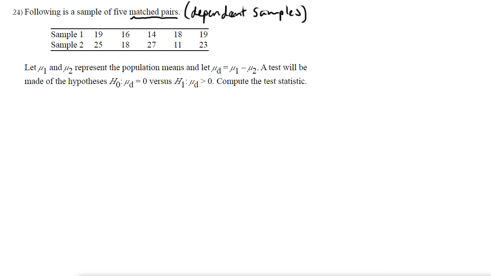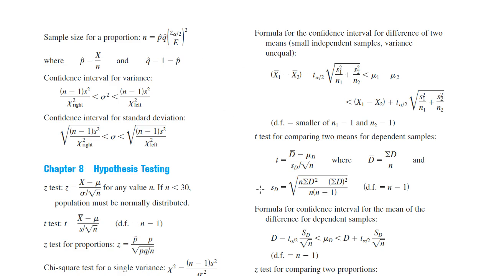On our formula sheet, here, this is what we're looking at, t-test for comparing two means for dependent samples. It's the only test formula we have for dependent samples. We have a confidence interval for the mean of the difference of dependent samples, but we're not talking about that here. We're talking about a t-test.